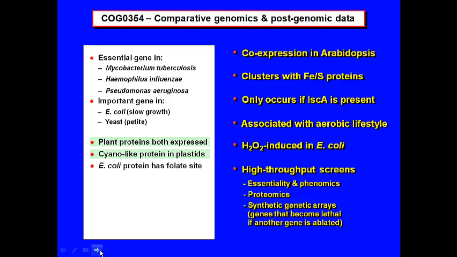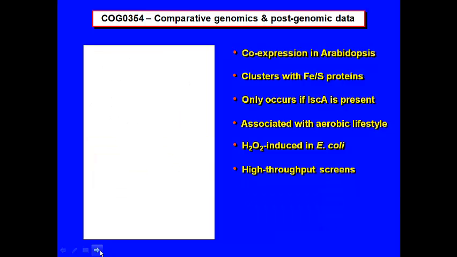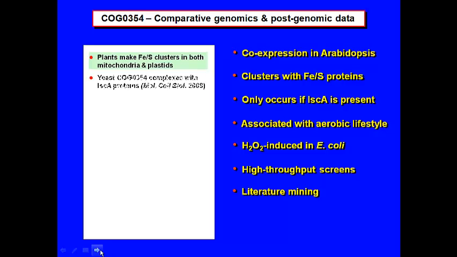Literature mining, that's an important part of comparative genomics. There's now computational tools that help you do that. We learn that plants make iron sulfur clusters in both mitochondria and plastids, so that would make sense for there to be 2 versions of this protein in plants in those organelles. We learn that the yeast protein complexes with escape proteins. Okay, that's our third hookup to ISK proteins.